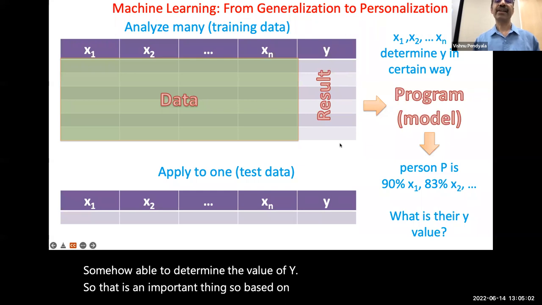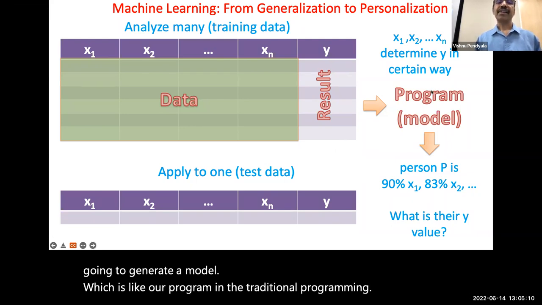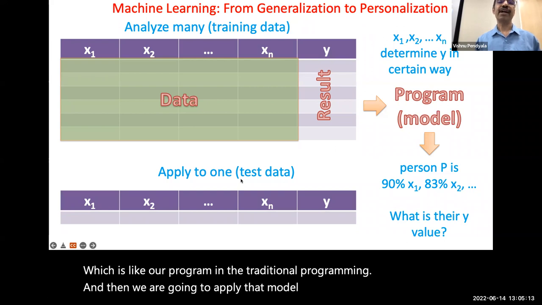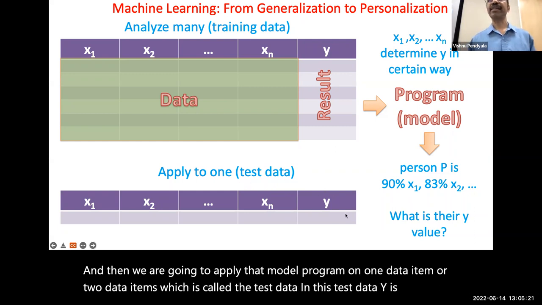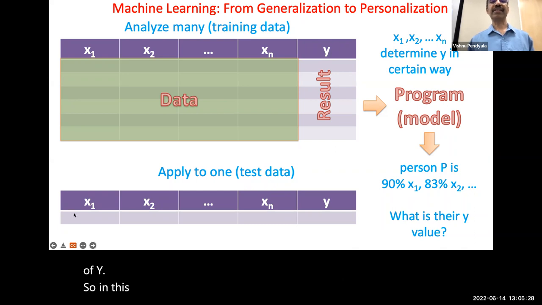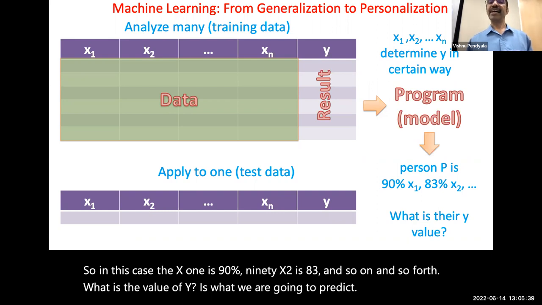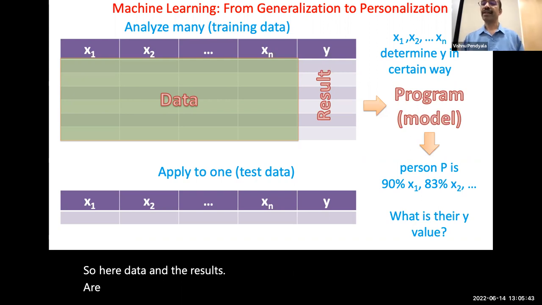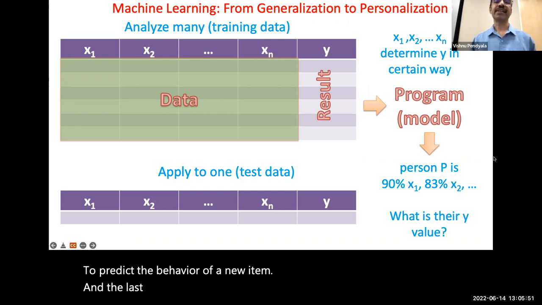So based on this kind of data set, we are going to generate a model, which is like our program in traditional programming. And then we are going to apply that model or program on one data item or two data items, which is called test data. In this test data, Y is not observed. We don't know the value of Y. We are predicting the value of Y. So in this case, X1 is 90, X2 is 83, and so on and so forth. What is the value of Y is what we are going to predict. So here, data and the results are used to generate the program to predict the behavior of a new item. And the last column is the result, right?